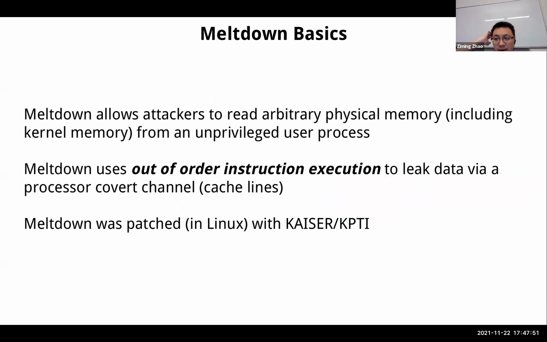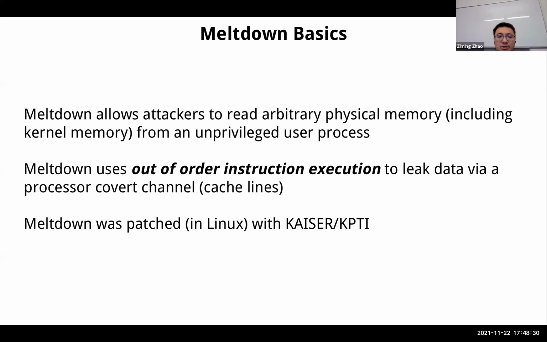So Meltdown uses out-of-order instruction execution to leak data via a processor's covert channel. And the covert channel we're talking about here is the cache. So it relies on 2 CPU optimizations. One is called out-of-order instruction execution. The second one is obviously cache. Cache is just used to leak the data. Out-of-order execution is the real problem here.